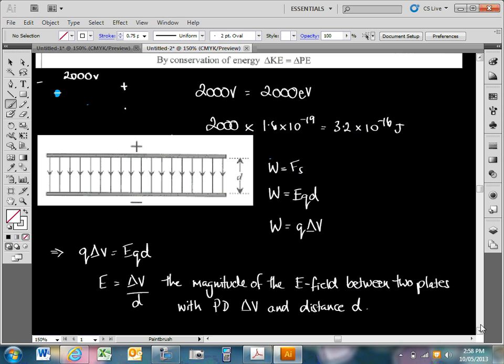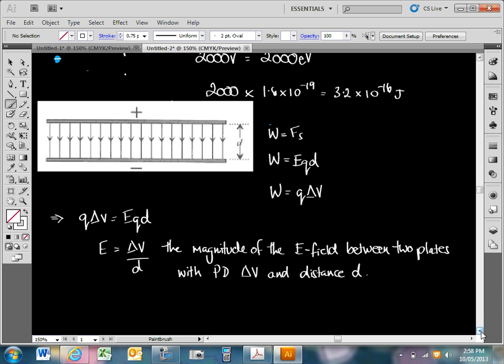What units has the electric field, or another unit for the electric field? Remember, we were also saying before F equals EQ, so E equals F on Q is newtons per coulomb. Newtons per coulomb. What units has E here? Yeah, thank you. Volts per meter.